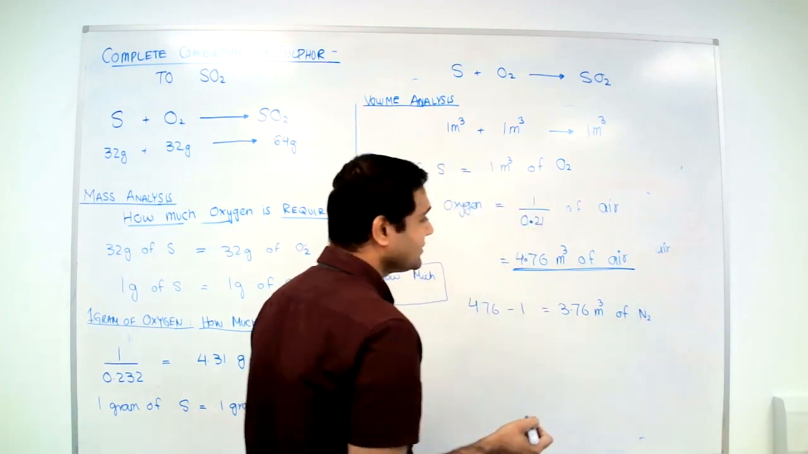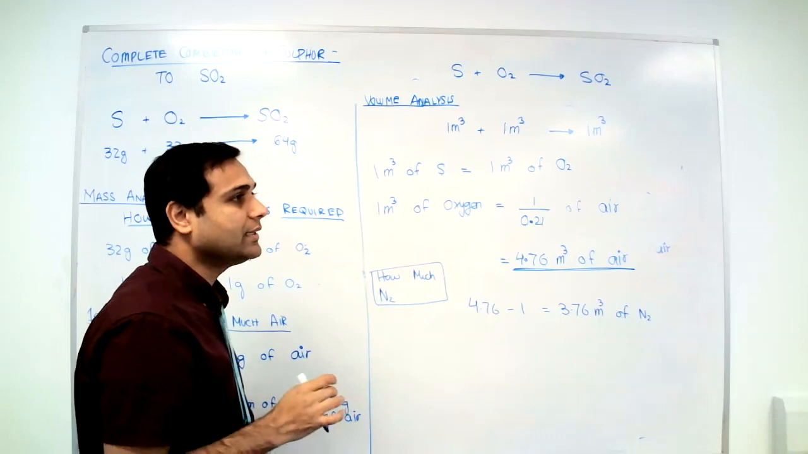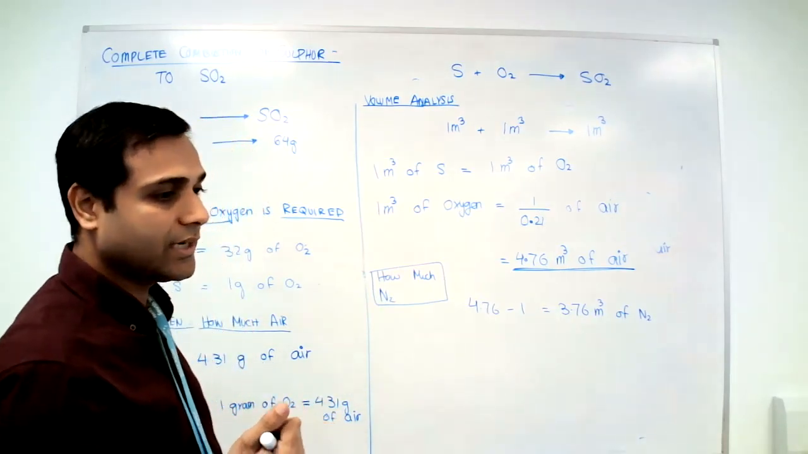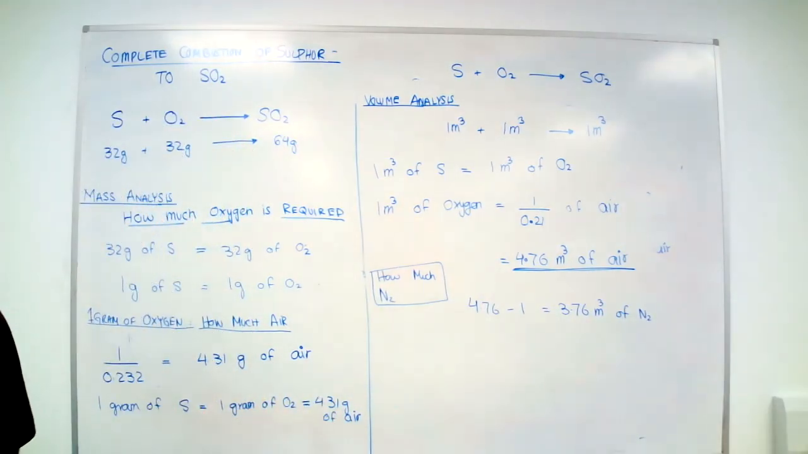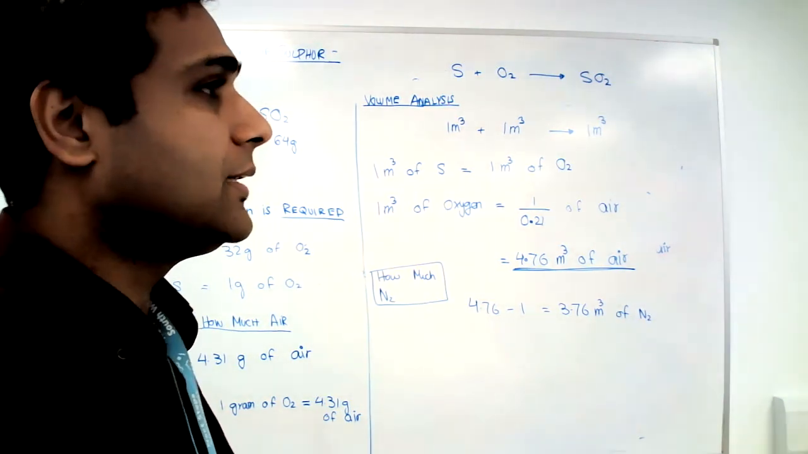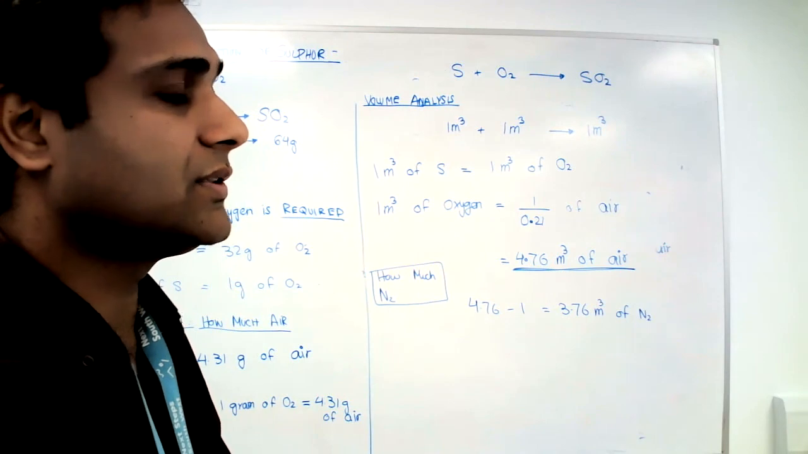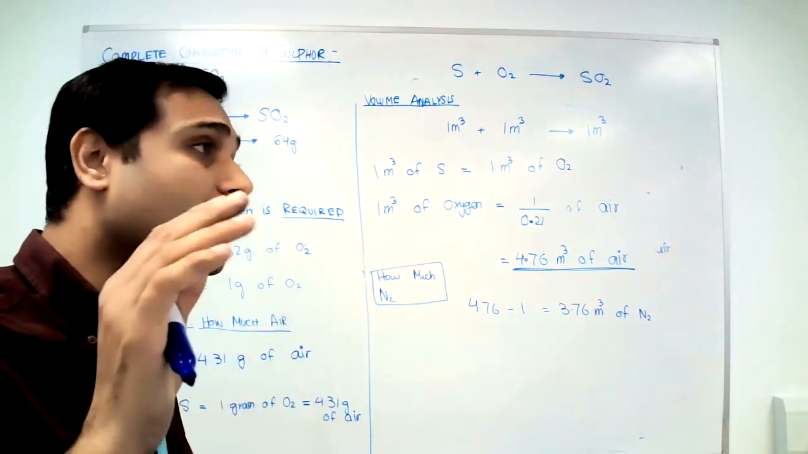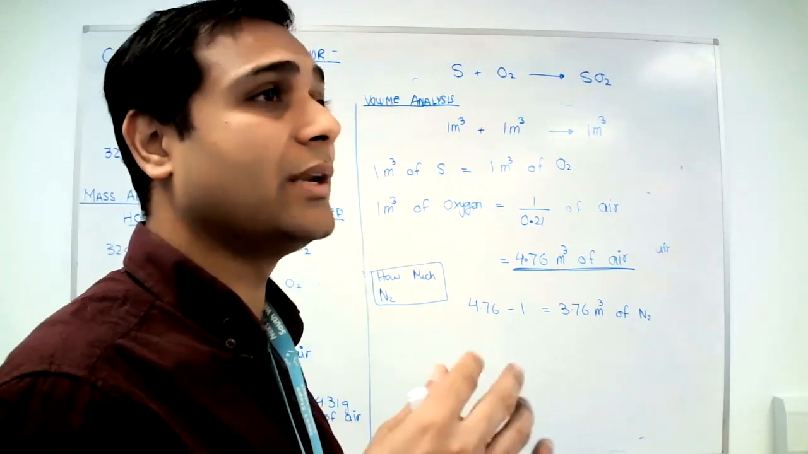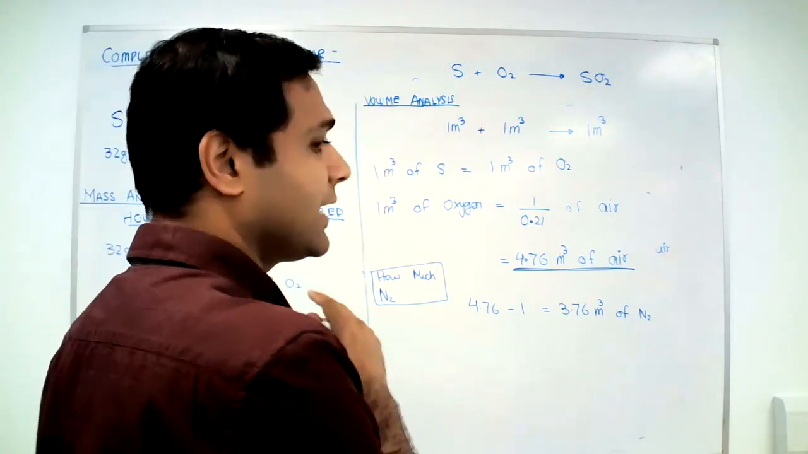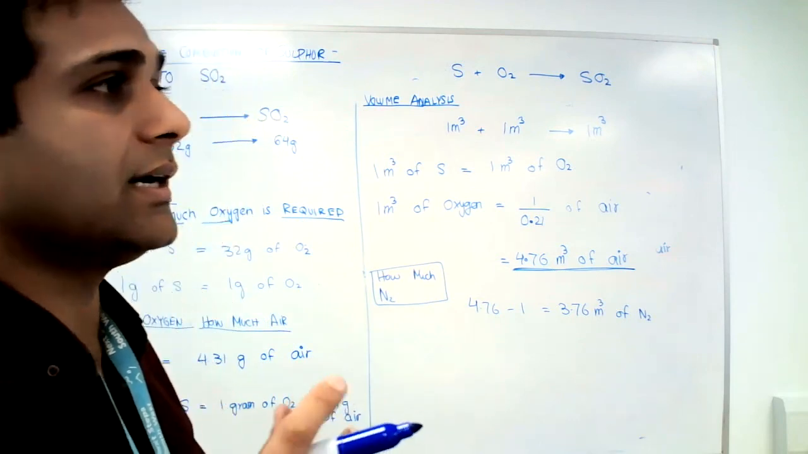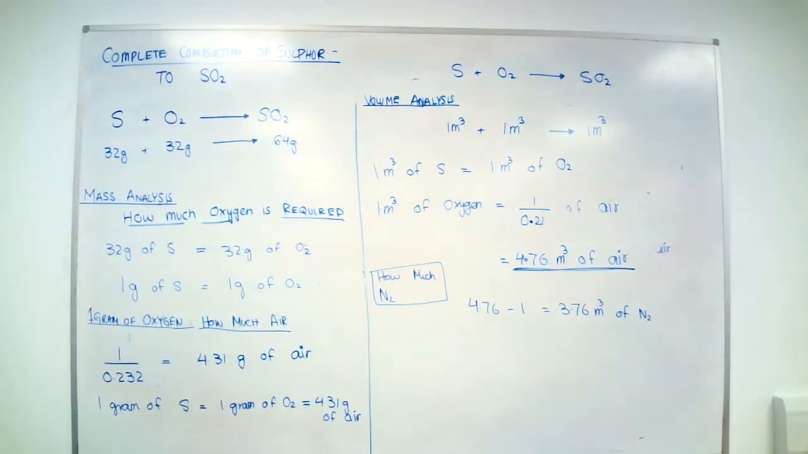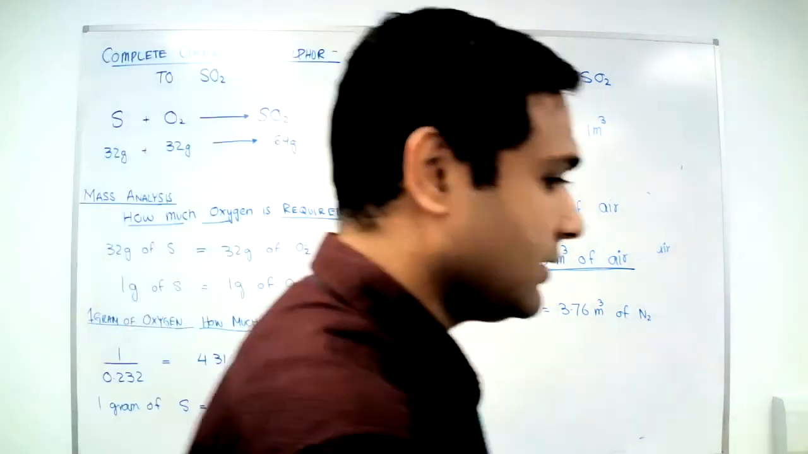Now, when we do this, there are other gases. There is not only oxygen and nitrogen. There is carbon dioxide, there is helium and others. But all other gases are actually less than 0.1%. So we ignore all the gases present other than oxygen and nitrogen. These are the two most common gases in air.